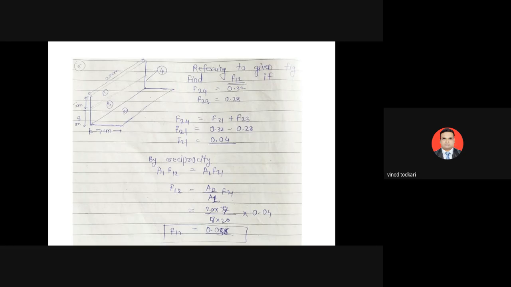Now, what I was supposed to find is F12, and what I have calculated is F21. So how can I calculate F12? I can use the reciprocity theorem, because F12 is what I want and F21 is what I have. So simply I can write the equation A1 F12 is equal to A2 F21. A1 is 20 into 5. A2 is 20 into 7. So I know the values of A1 and A2, and I know the value of F21. So I can calculate F12.